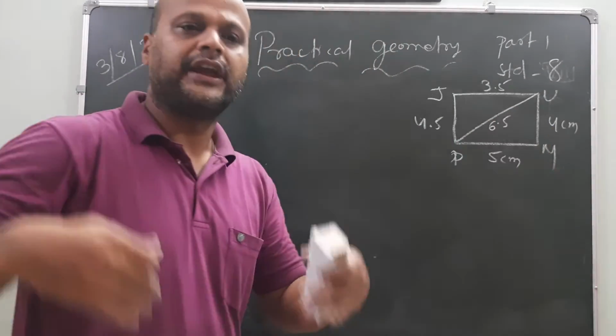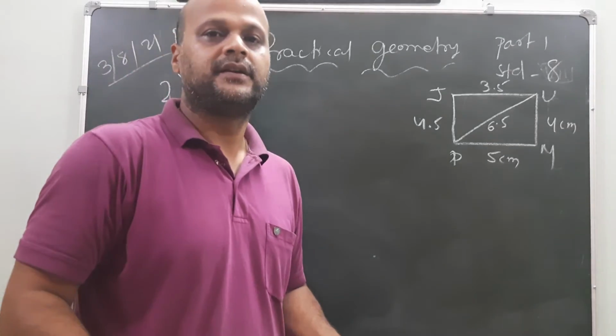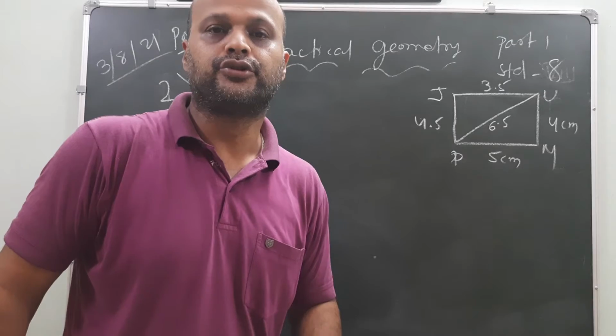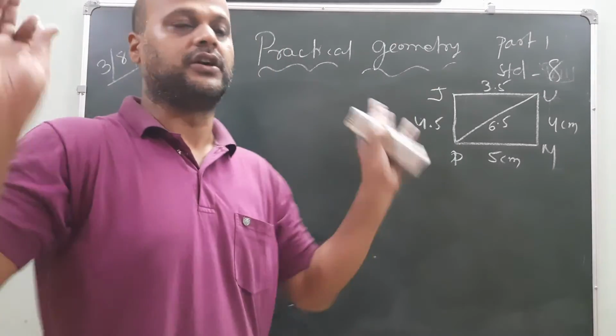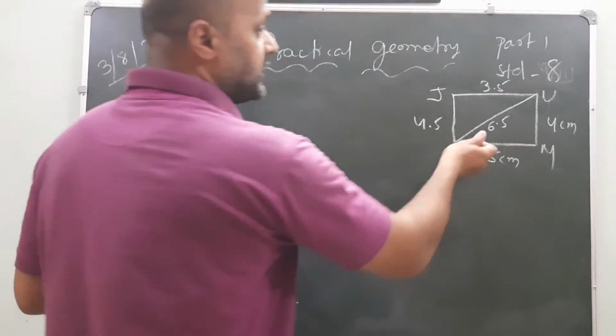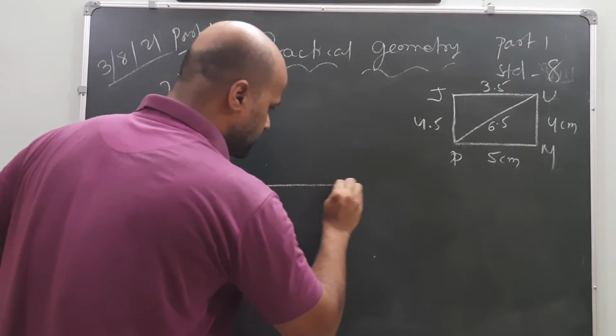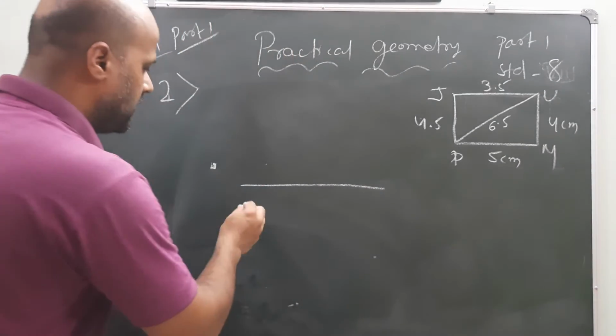As I told you earlier, if one diagonal and 4 sides are given, then what you have to do? Take the diagonal first. So what is the diagonal here? UP or PU. What is the dimension? With the help of the scale, take it. How much?